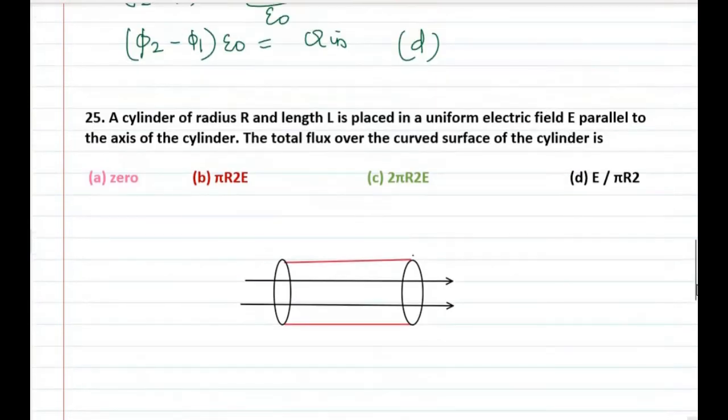Okay, next is a cylinder of radius r and length L placed in a uniform electric field E parallel to the axis of the cylinder. So this is a cylinder and the electric field is parallel to its axis. The total flux over the curved surface area. So this is a curved surface area and this is also a curved surface area.